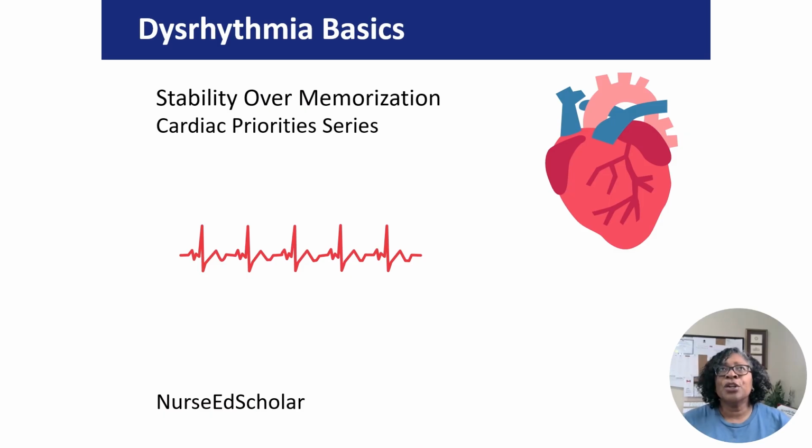So let's start. If you see a rhythm strip on the NCLEX and immediately panic, you're thinking the wrong way. The exam really isn't asking what is the rhythm called. It's asking, is the patient stable or unstable? Because unstable rhythms kill your patients, and stable rhythms actually can be managed. So today, I'm going to discuss how to answer dysrhythmia questions without memorizing every strip.